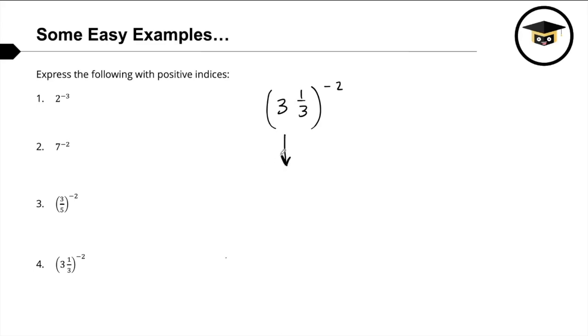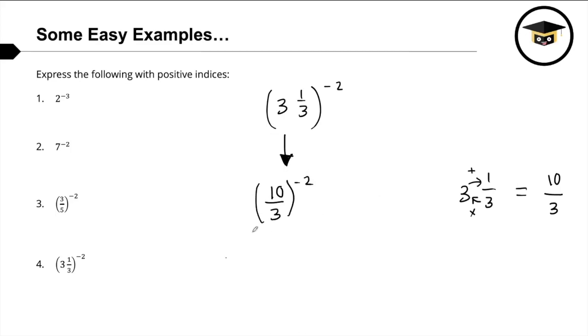Now, if you don't know how to change mixed numerals into improper fractions, there's a quick way of doing it. You always keep the same denominator, and to find the numerator, you multiply these numbers, and then you add on this number. So 3 times 3 is 9. You plus on 1, so that gives us 10. So 10 over 3 is the same as 3 1/3. So let's write 10 over 3. So we have 10 over 3 to the power of negative 2.